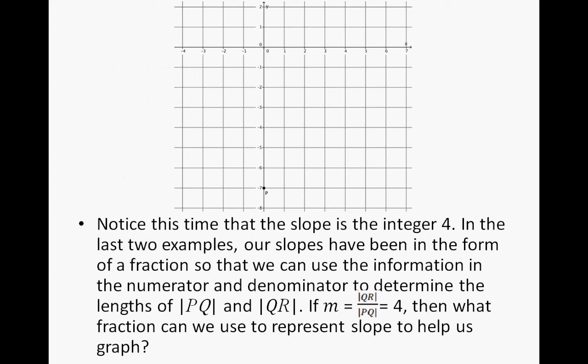Notice this time that the slope is the integer 4. In the last 2 examples, our slopes have been in the form of a fraction so that we can use the information in the numerator and denominator to determine the lengths of PQ and the length of QR. Well, if m is equal to the length of QR over PQ, and that equals 4, then what fraction can we use to represent slope to help us graph? Well, the number 4 is equivalent to the fraction 4 over 1.